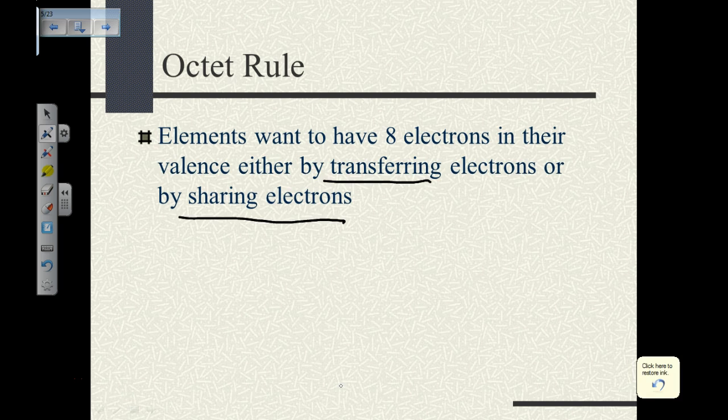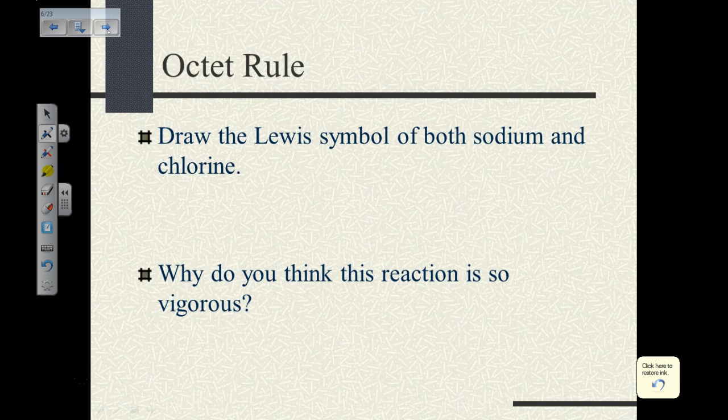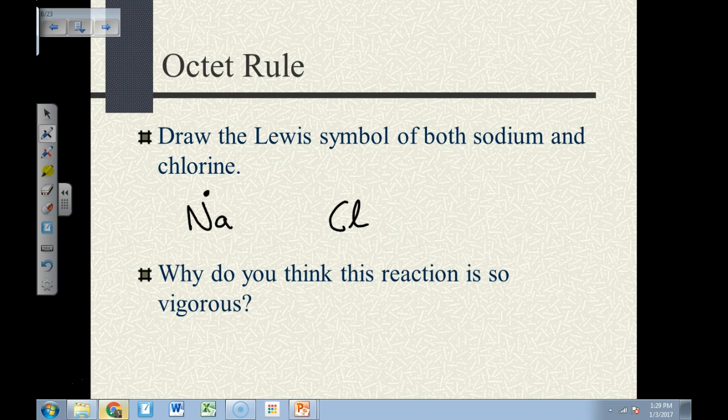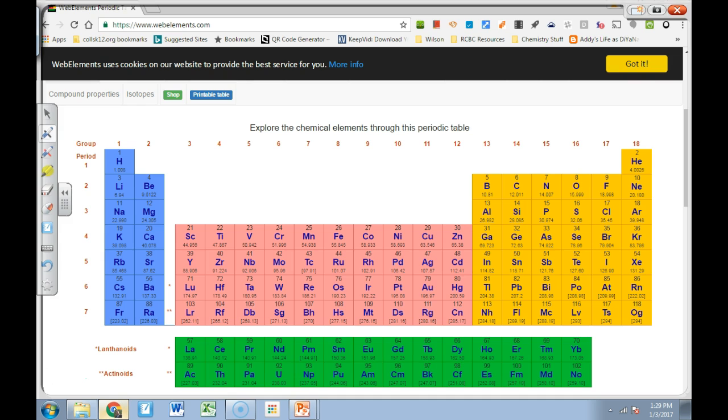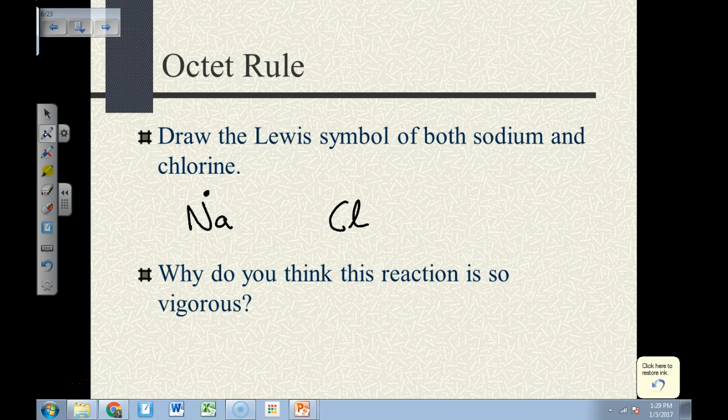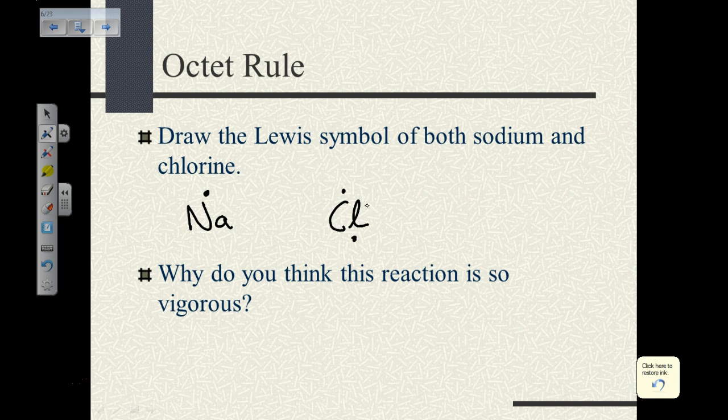So when we come back here, let's show what actually is going on. If we draw the Lewis symbol of sodium, sodium has 1 valence electron. And chlorine, we can see that if we look on the periodic table. Sodium is in group 1, 3s1 is the outermost valence here. And then chlorine is 3s2, 3p5, so it has 7 valence electrons. That's the cool part about looking up stuff. So 1, 2, 3, 4, 5, 6, 7.